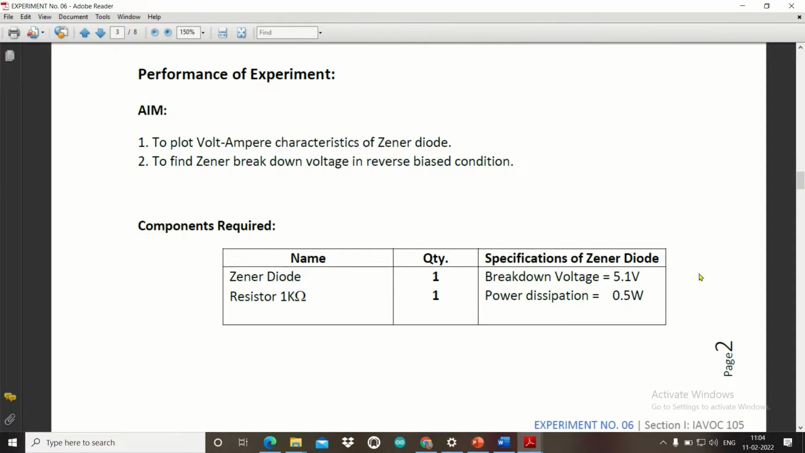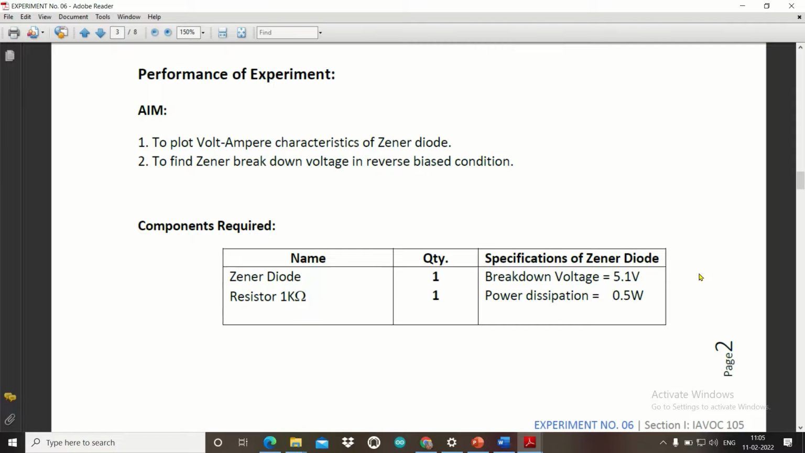Now, in order to perform the experiment, the components that you will require is one Zener diode and one resistance of 1 kilo ohm. That's it. Here, the basic characteristics of Zener diode that you should look forward to is one, what is the breakdown potential? The breakdown voltage is, you can see, 5.1 volt. That means the reverse breakdown of the Zener will take place at 5.1 volt.